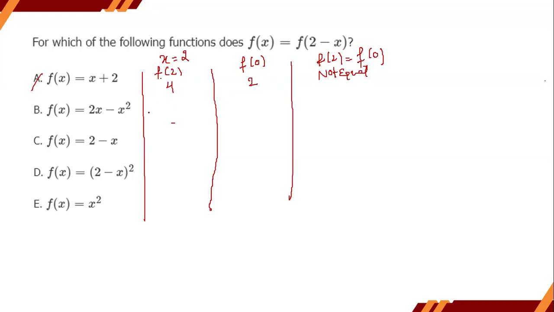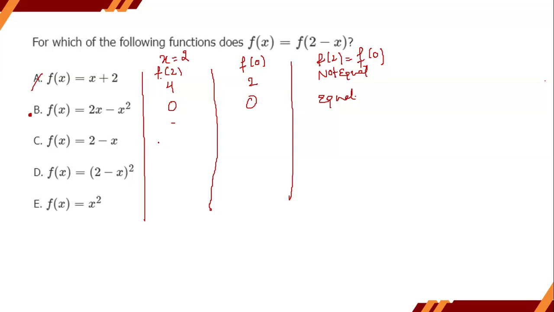B, so replace x by 2. So 2 times 2 is 4, 4 minus 4, that is 0. And here we have again 0. All right, we got that these two are equal, right? f of 2 is equal to f of 0, right? So we will hold it. Now, why hold it? Because we are doing substitution, right? For the substitution strategy, we need to ensure that we are checking all the answer choices.